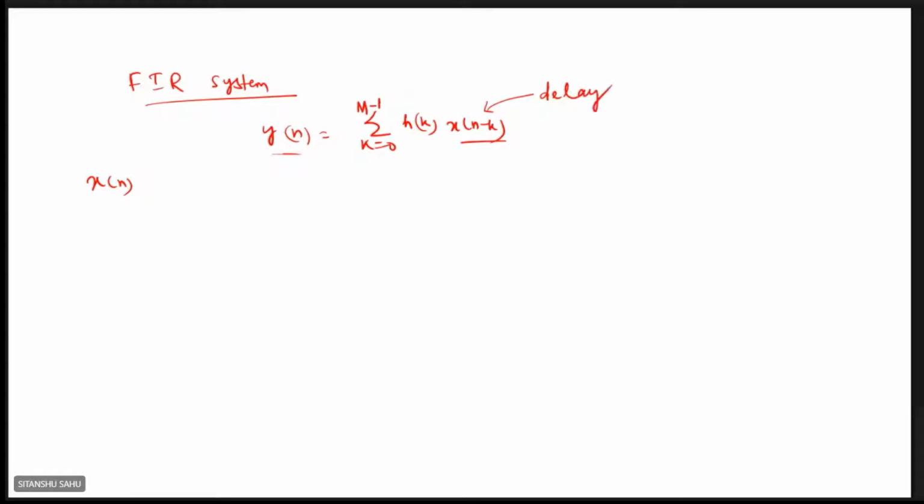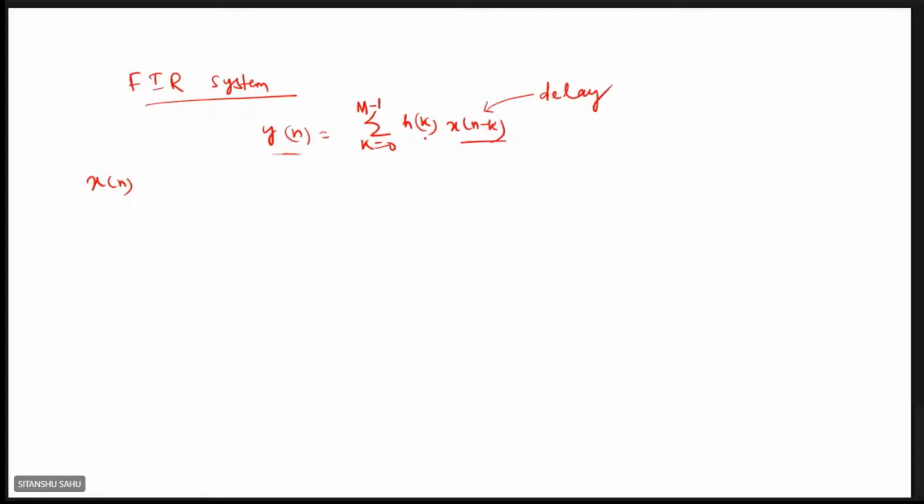You have studied delay, right? So that means it is giving you k unit delay in the system. So it is represented as z to the power minus k in z domain, right? So that means to get the present value of the output, it is nothing but k number of delayed versions of the input multiplied with its coefficients h of k.